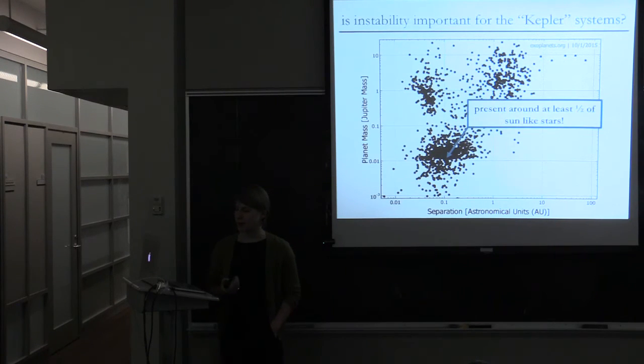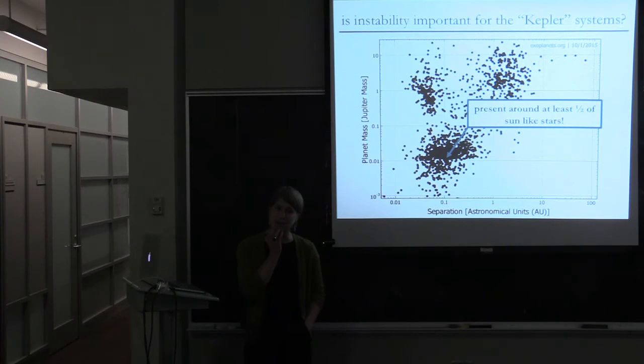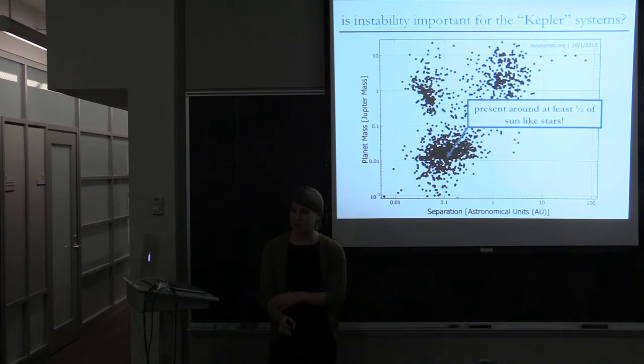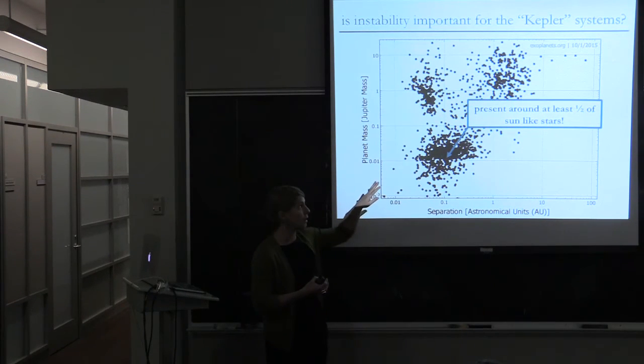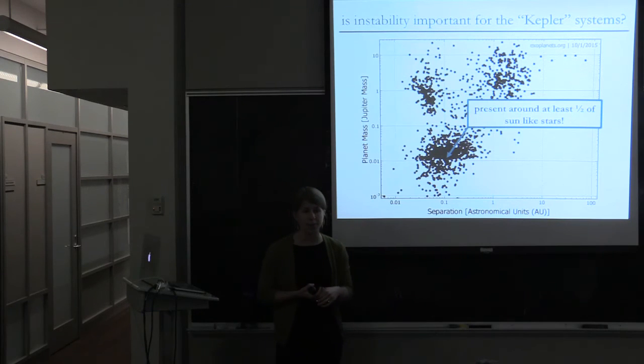So the question that remains, though, and something that I'm very interested in trying to understand, is whether or not instability is also important for small planets, because those represent actually the largest population of planets that we know about. So this is sort of a general question: is instability important for these small planets, which I'm calling Kepler systems, because most of them were found by Kepler.